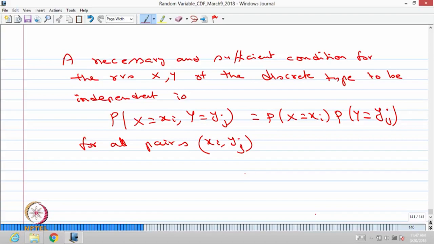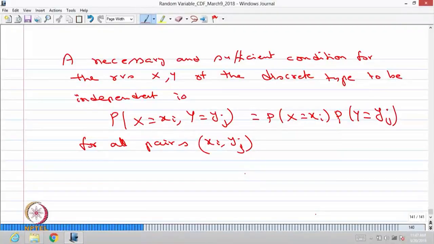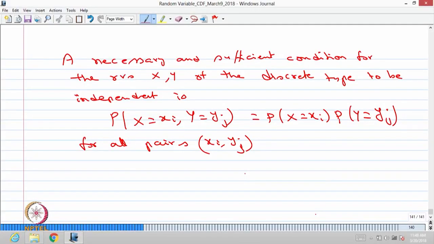That means this is an if and only if condition. If both the random variables are of the discrete type, then the independence condition on the CDF can be replaced by the independence condition on the joint probability mass function. Our joint probability mass function is the same as the product of the probability mass functions of x and y. This is also an if and only if condition.